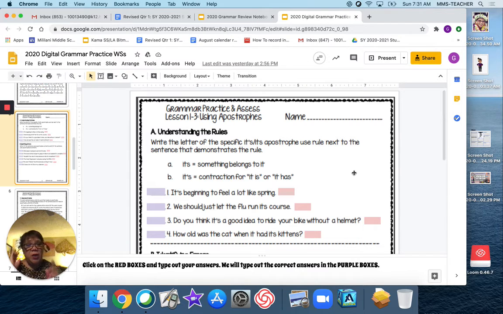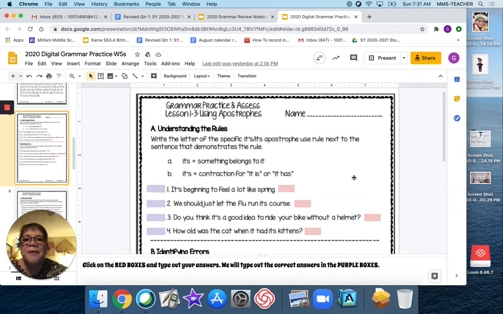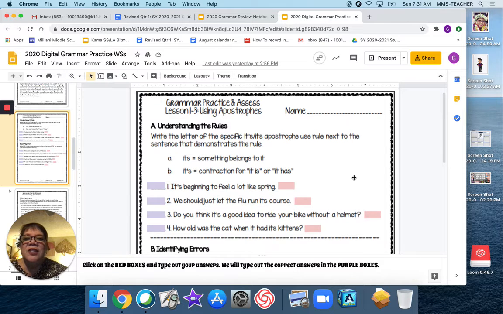So for now, you're going to practice being a self-directed learner, which is our general learner outcome number 1, and just do your best. Okay? So let's read the directions together. A. Understanding the rules. You will write the letter of the specific rule, it's with an apostrophe S, or its. Okay, use the rule next to the sentence that demonstrates the rule.